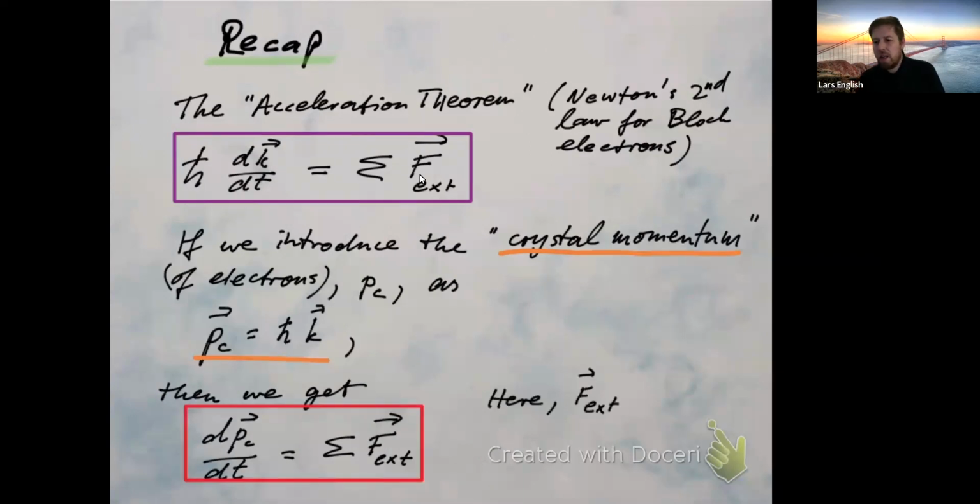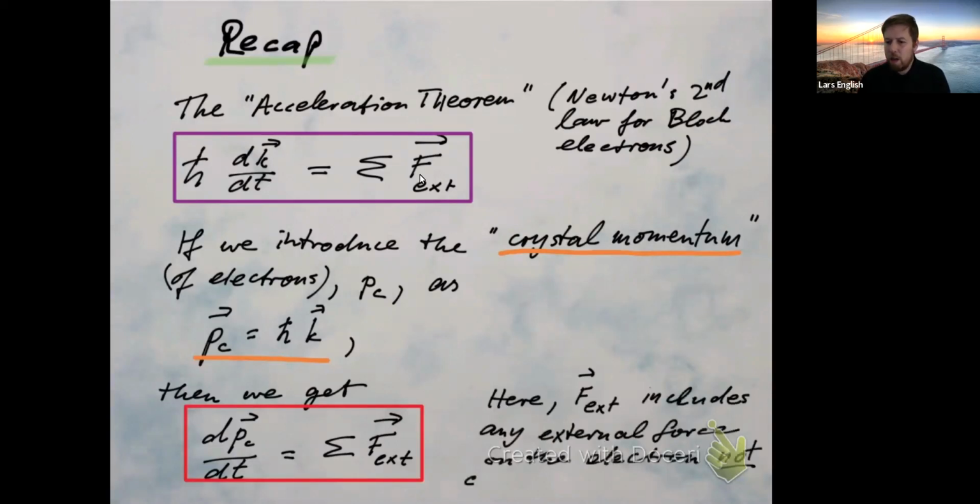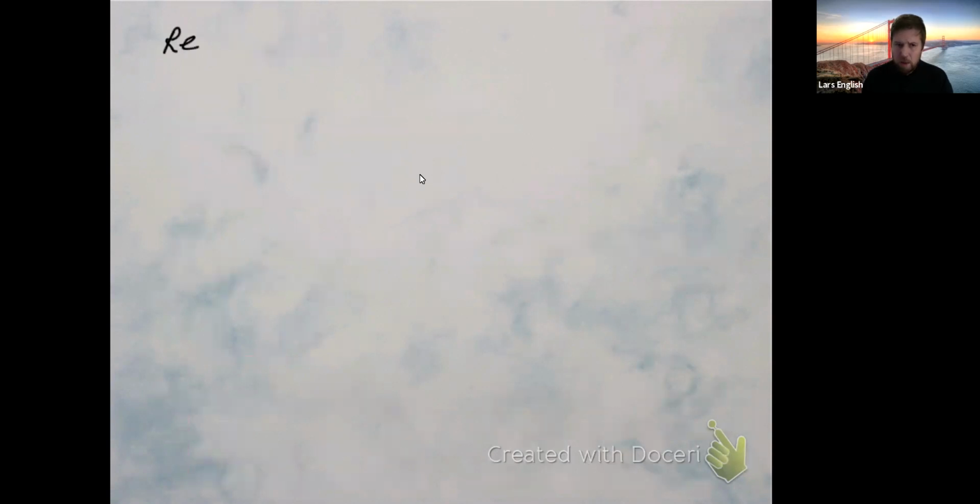But here it is important to remember that the external forces that appear in that formula exclude anything that's coming from the lattice. These are external forces, but not forces that act on the electrons that are coming from the ions. Those are excluded and not considered here in that sum of forces.